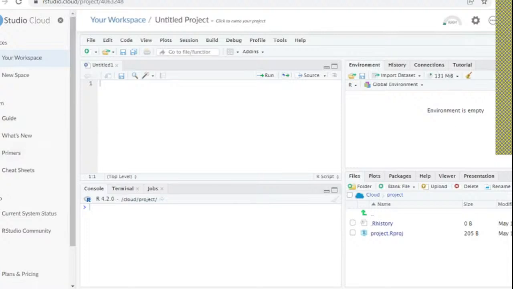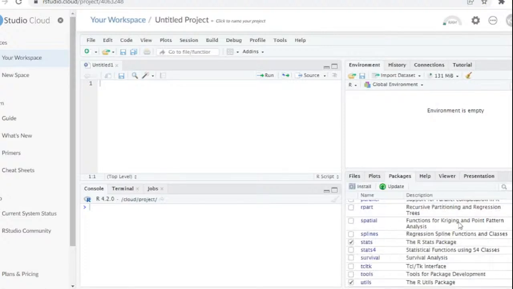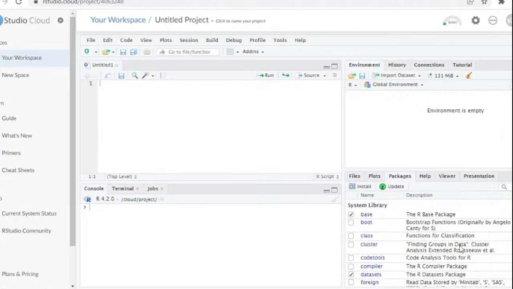So you can see the environment is exactly the same. You have help, packages, everything. You can download the packages just the way you do in the RStudio you have downloaded on your system. I think they have come up with a very powerful product and a very powerful tool.